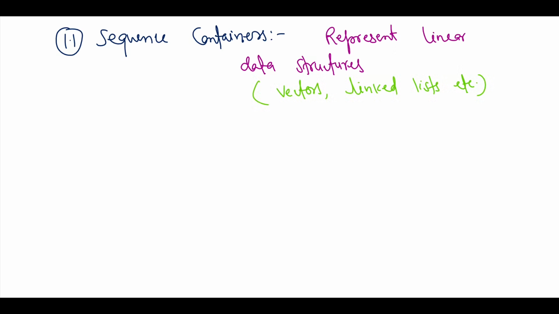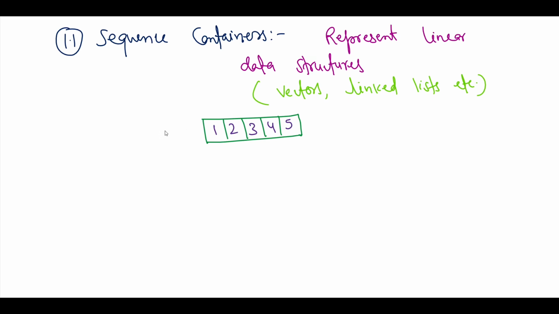Sequence containers are those kind of containers that represent linear data structures like vectors, linked list, etc. So I hope you are already aware about these kind of data structures like linked list and array, even if you are not aware about the vectors. So arrays are basically contiguous memory locations like this. And if you want to store some data inside them, you can store like this: 1, 2, 3, 4, 5.